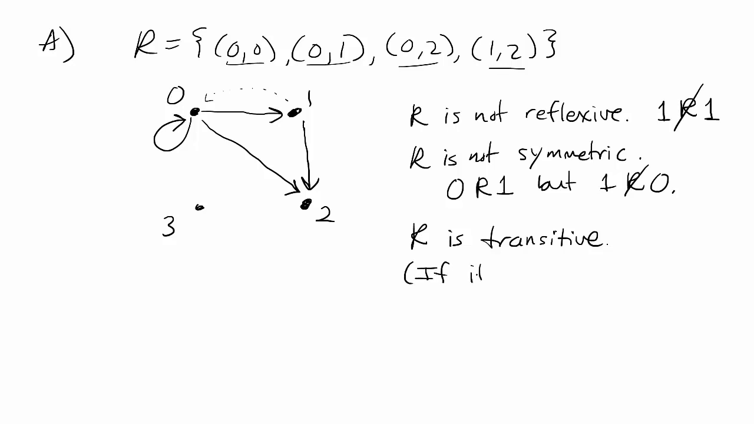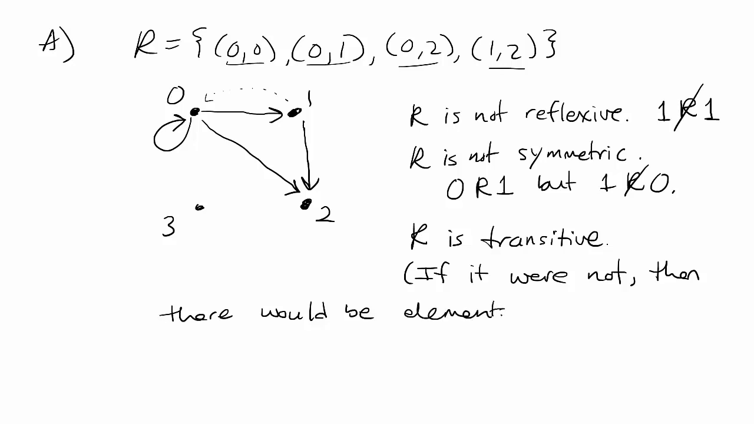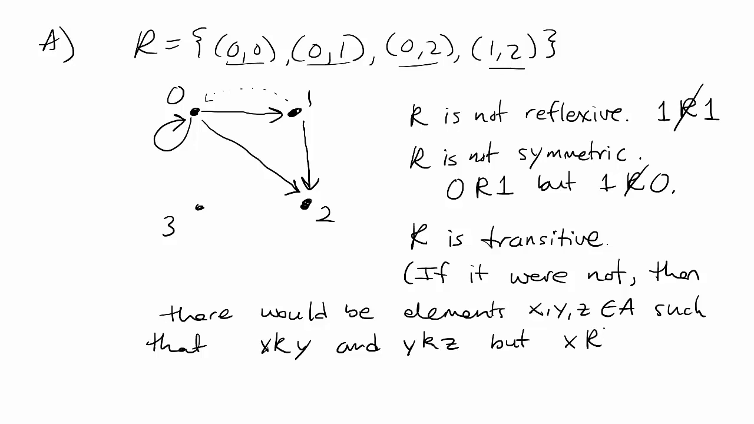I'll just put a little note here. If it were not, then there would be elements X, Y, Z in set A such that X is related to Y and Y is related to Z, but X is not related to Z. So it's transitive by default, basically. You can't come up with an example where it's not transitive. Put it that way.